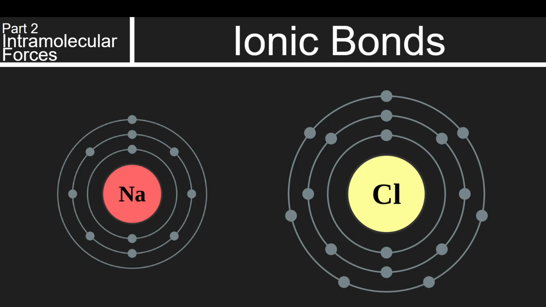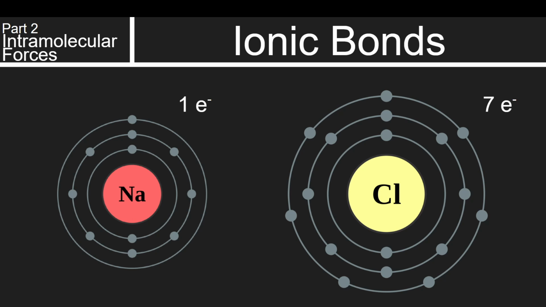So what does this look like? Let's take a look at sodium and let's take a look at chlorine, the two components of this bond. Sodium, you can see, has one valence electron, while chlorine has 7, right? 1, 2, 3, 4, 5, 6, 7. So this has one valence electron, this has 7. So what do you expect the behavior of these two atoms to be when they come into close contact with each other?